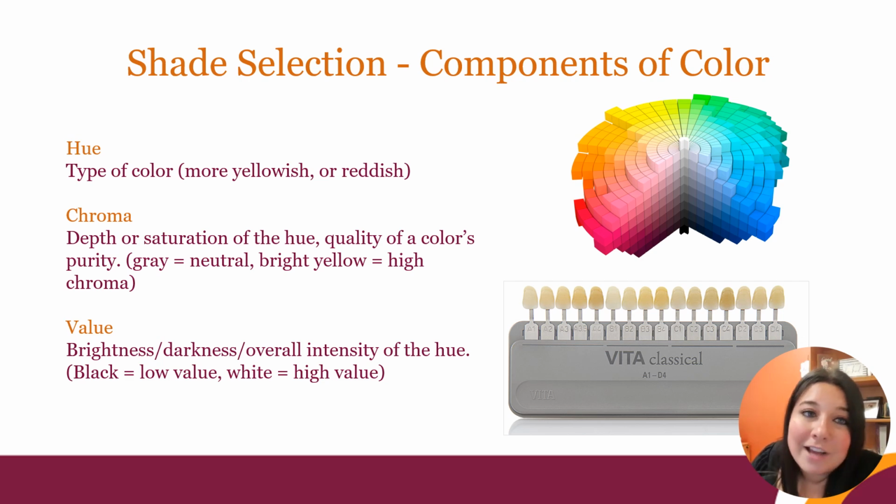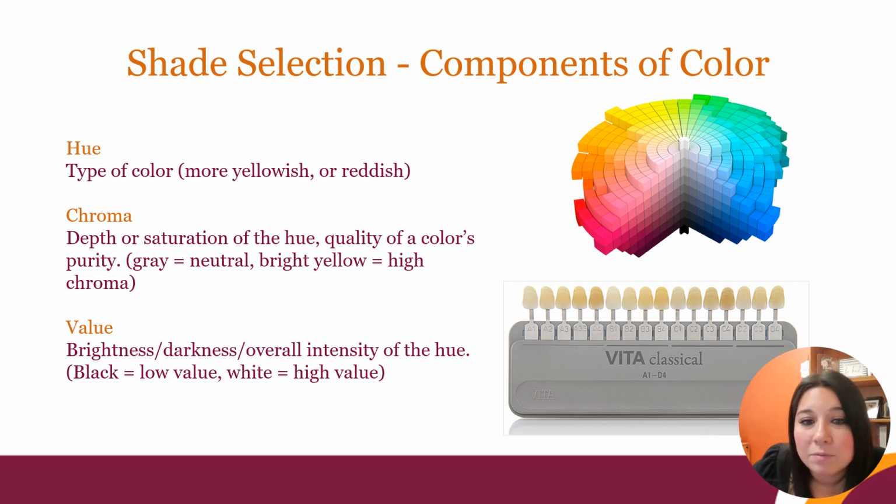So shade selection is super important when we are working, especially in aesthetic areas like the front teeth. The Vita Classical Shade Guide is the most standard guide that is used in dentistry. There are 16 tabs arranged into 4 groups based on hue, and then organized within those 4 groups based on chroma. So hue is the type of color, so is it more yellowish or more reddish, and then chroma is the depth or saturation of the hue, which is the quality of the color's purity.